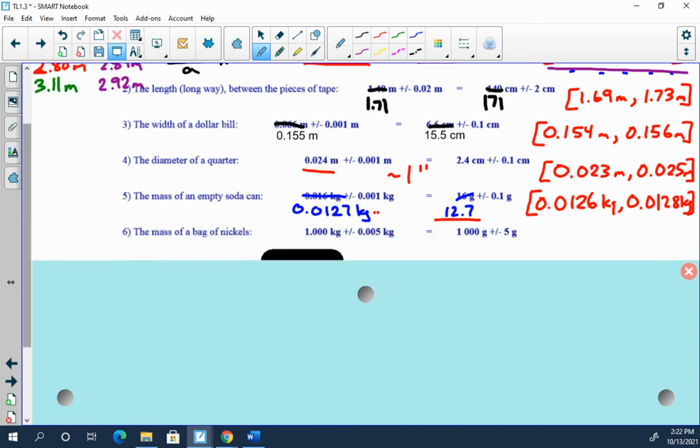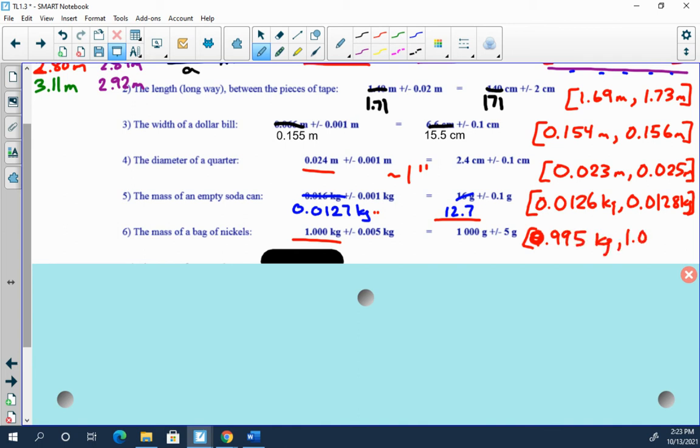The bag of nickels, 1 kilogram, plus or minus 5 grams. So that is from 0.995 kilograms to 1.005 kilograms. So basically 995 grams to 1,005 grams. 1 kilogram bag of nickels.